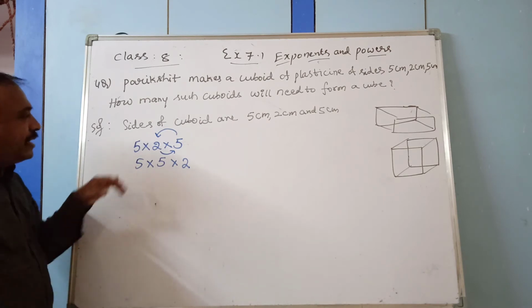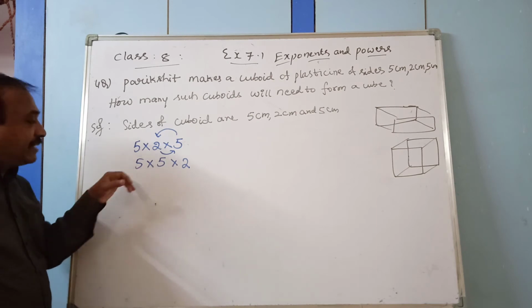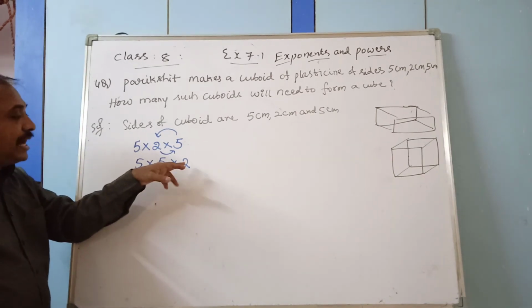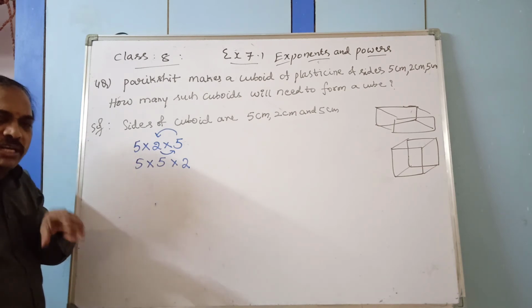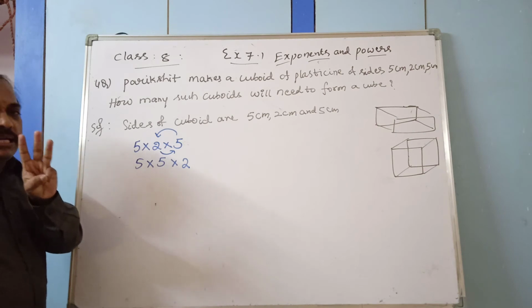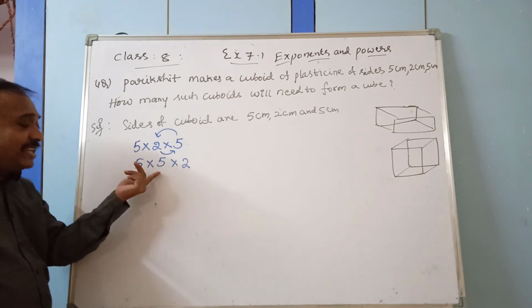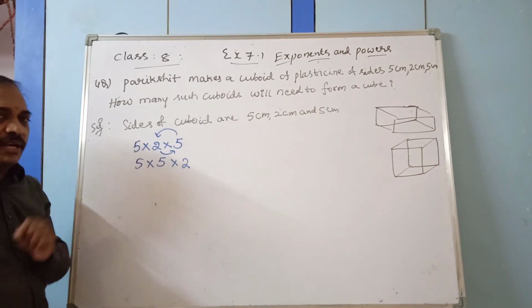Now you see, 5 how many times do you have? 2 times. And 2 is only 1 time. So to make a perfect cube means what? Each factor should be a triple, 3 times it should be. So to get 5 as a triple group, how many are required? One 5 is required.